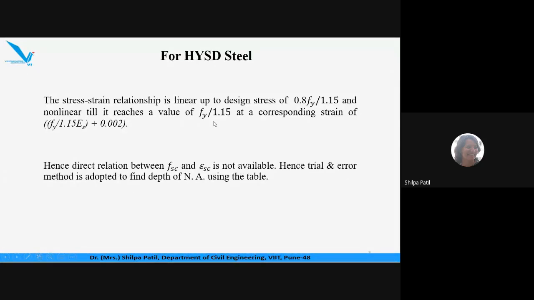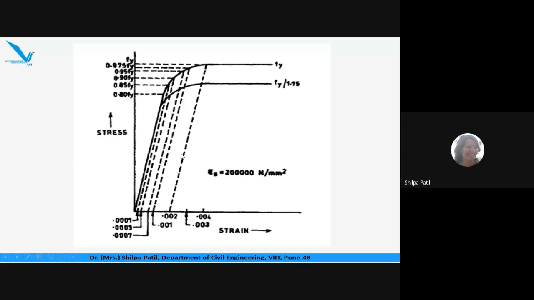The stress strain relationship is linear up to the design stress of 0.8 Fy upon 1.15 and non-linear till it reaches a value of Fy upon 1.15 at a corresponding strain of Fy upon 1.15 Es plus 0.002. Now, if you consider this strain value, there are two parts in this strain. The first one is called the elastic strain and the second is called the inelastic strain. So again, I will move to the curve here. 0.8 Fy upon 1.15 is up to this point, this is the point where I'm getting the 0.8 Fy upon 1.15 value.